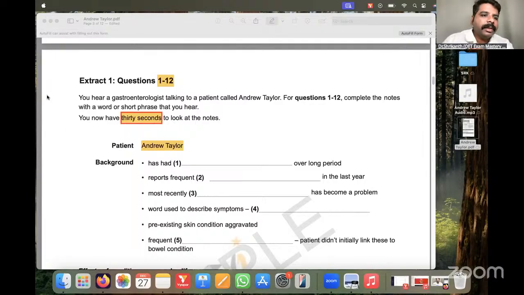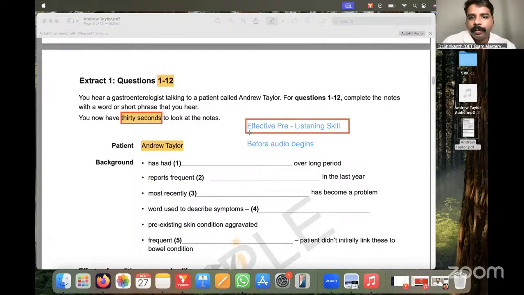Now, this is what we call effective pre-listening skill. Pre basically means what? Before. That is before the audio begins. Before the audio begins itself, you have to start bringing in your pre-listening skills. Effective pre, that is before the audio plays and before you start to listen, the skills actually start over here. So one fundamental strategy that I can give you over here is the prediction strategy. The prediction strategy based on the grammar clues.